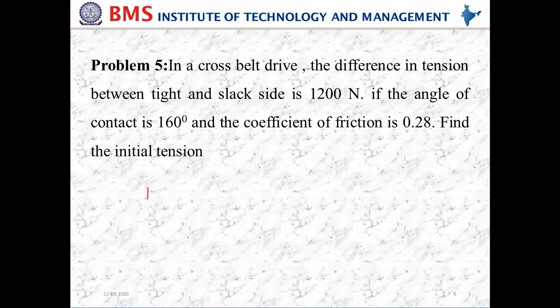So one is T1 by T2. Another one is T1 minus T2. T1 minus T2 is given as 1200 newtons. And from this, I will get the relation in terms of e power mu theta.